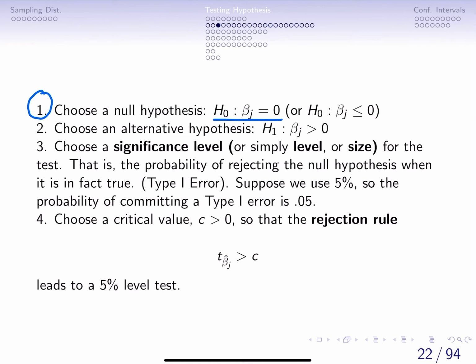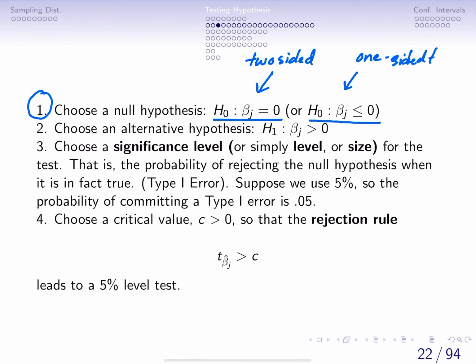Or we could have a one-sided null, which says that beta j is less than or equal to 0. So either we set it up this way or we set it up this way. This is called a two-sided test, and this is called a one-sided test. Typically, a two-sided test is used because it is more generic. It allows for the possibility that xj has no effect on y, but this one-sided test is basically saying that xj has a negative or no effect on y.